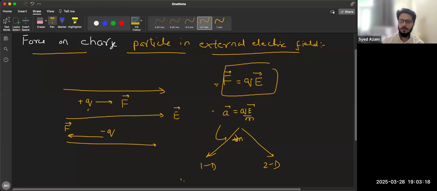If you have one-dimensional, then you will be using these types of equations. In two-dimensional, you will be using the relations which were for projectile motion. We'll discuss this in numericals. So if you place a charged particle in an electric field, it will experience this force and have this much acceleration. Then you can have two types of problems, 1D and 2D. Just note it down, we'll do both types of problems.